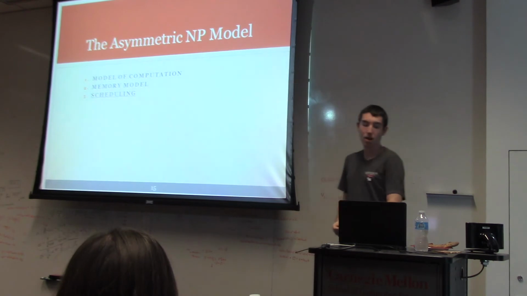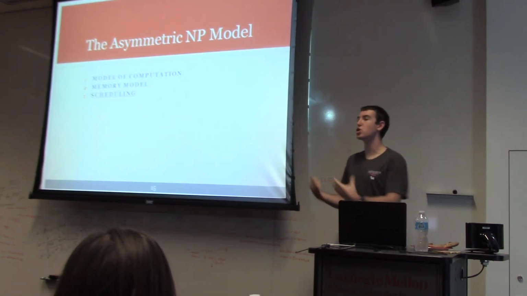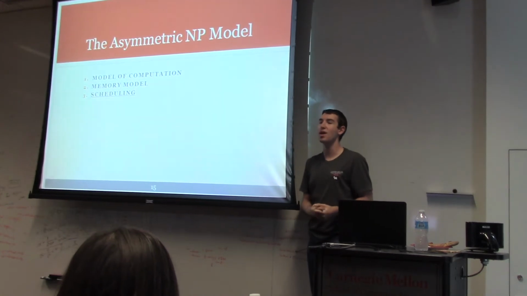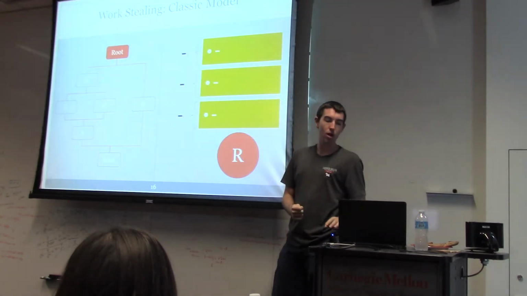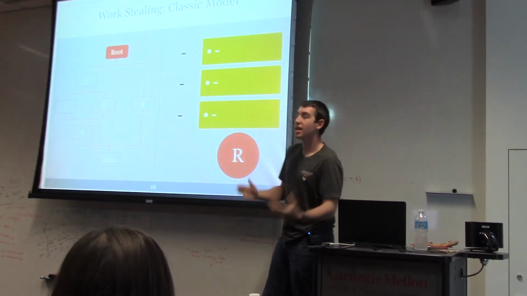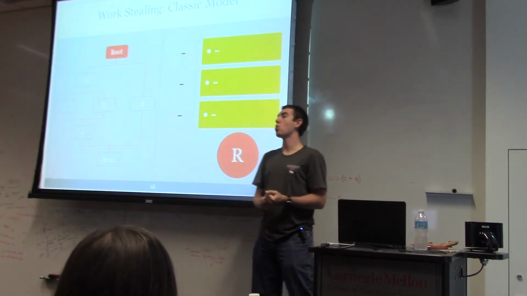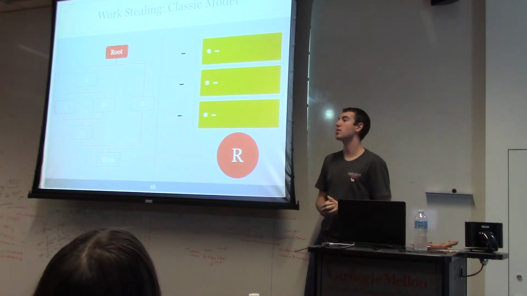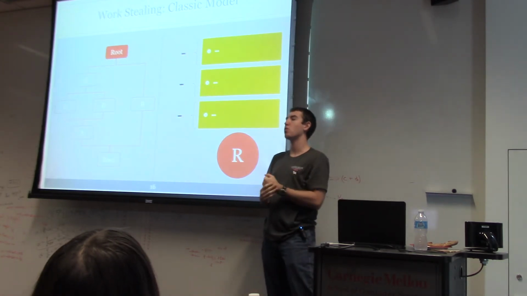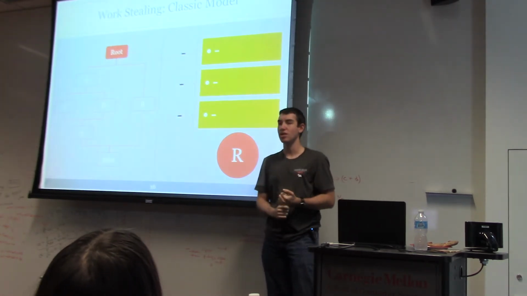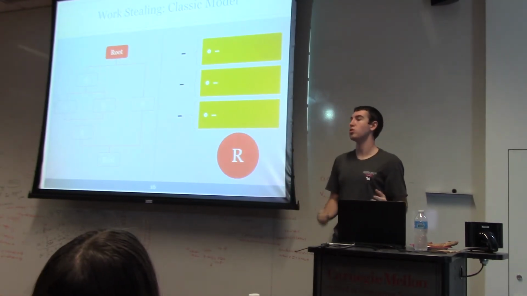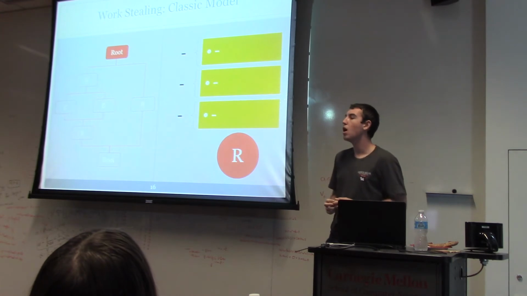All right, so now we're going to get into the interesting stuff, the scheduling and why we made some of the decisions we made in our model. So the nested parallel model uses work stealing to handle scheduling of the jobs it has. And we continue to use a modified version of work stealing for the asymmetric nested parallel model. For those of you who don't know how work stealing works, I'm going to go through a brief example.